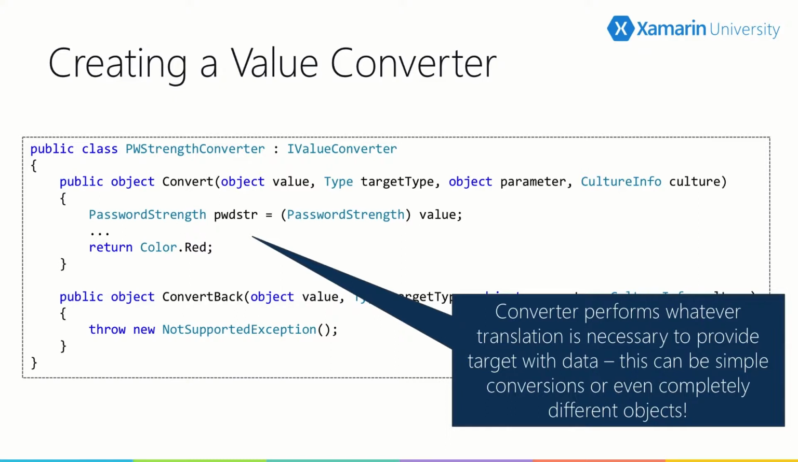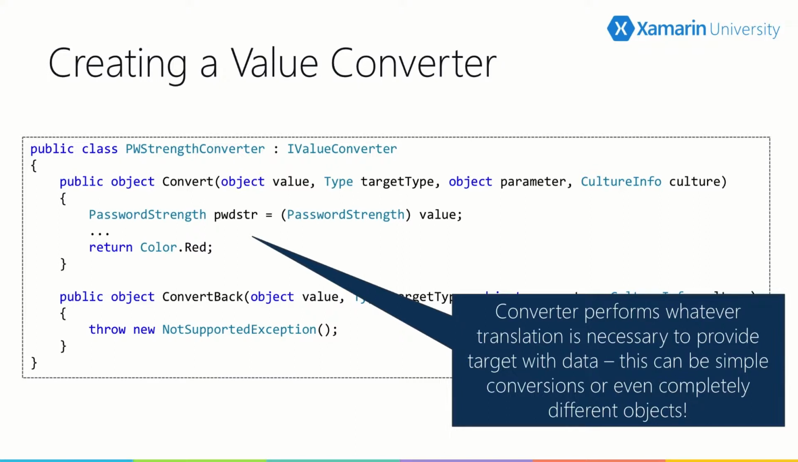In our case, we know that we would like to use this converter as part of a password strength conversion. So we would cast this value into a password strength. We then inspect the password strength and decide: if it's invalid, we return red. If it's excellent, we return green. If it's medium, we might return orange.